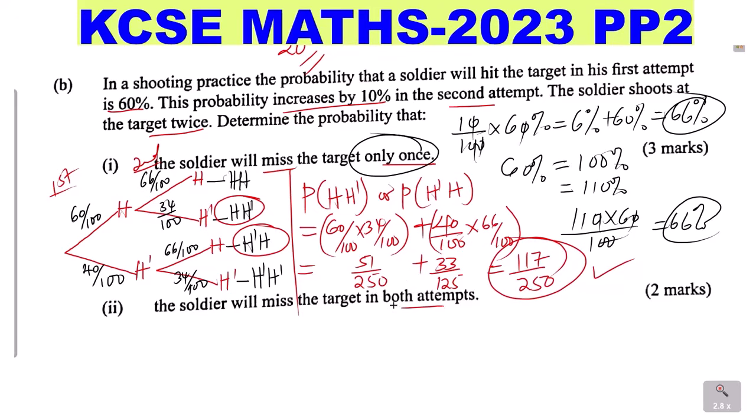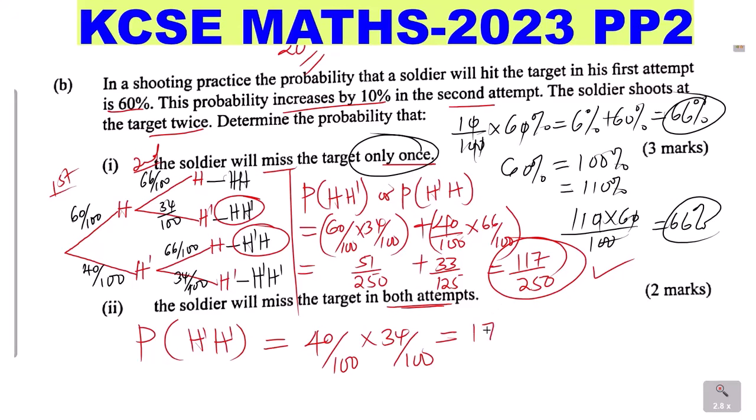The second part, the soldier will miss the target in both attempts. Missing in both attempts means the probability of not hitting. That is what we mean. So we are getting that from here. This is where he misses in both attempts. So that would be given by 40% times 34%. And this one, when you work it out and simplify, you get 17 divided by 125.